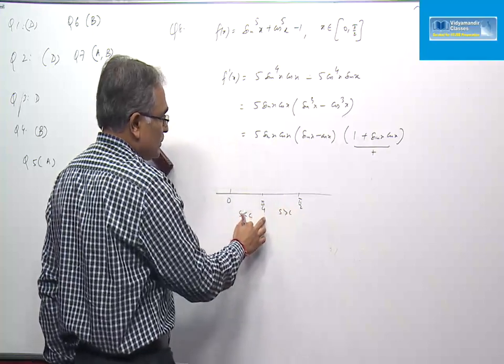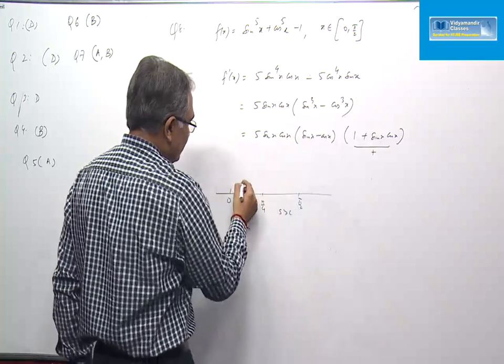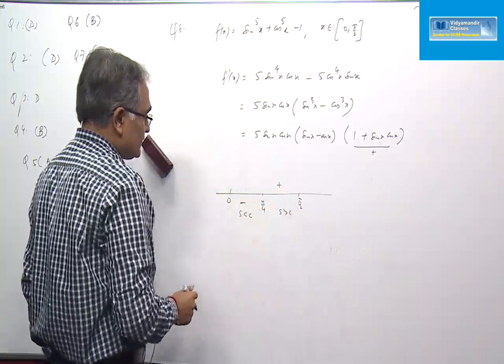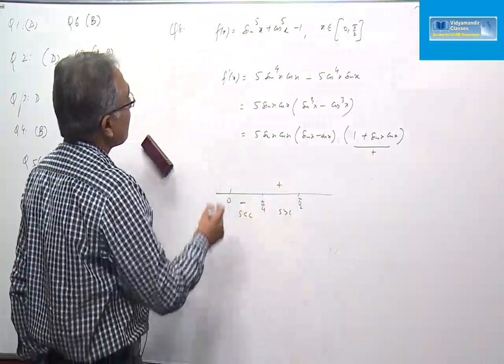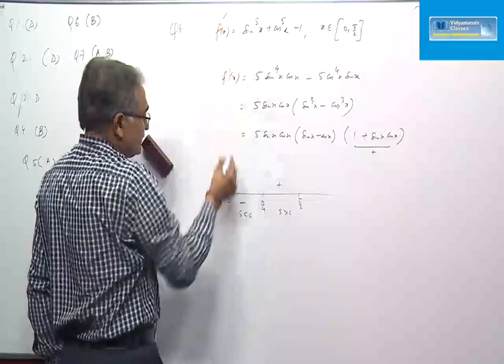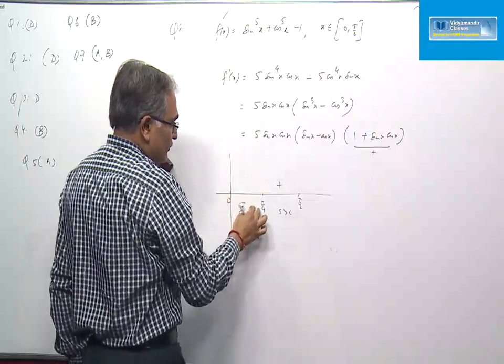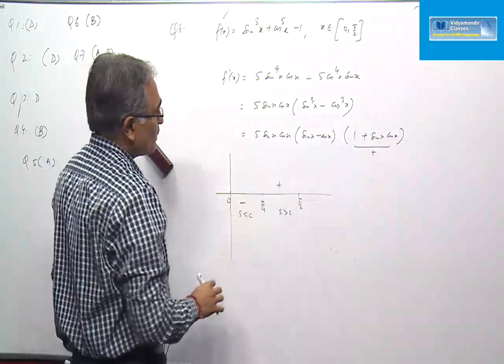Hence from 0 to pi by 4, this is negative, both being positive, so it is negative, and over here it is positive. That is, function decreases in 0 to pi by 4 and increases in pi by 4 to pi by 2. If I draw the graph of this, 0 is critical, pi by 4 is critical, pi by 2 is critical. At 0, derivative is 0, at pi by 4 it will be 0, at pi by 2 it will be 0.